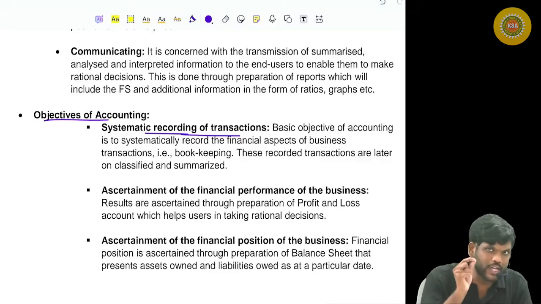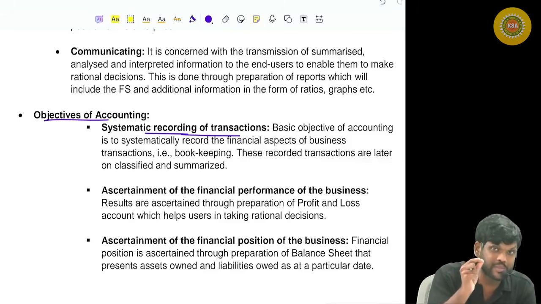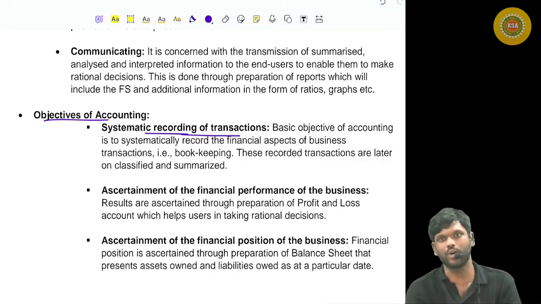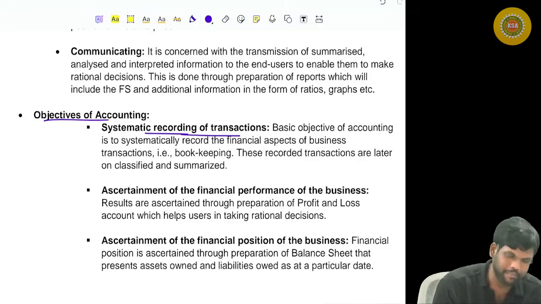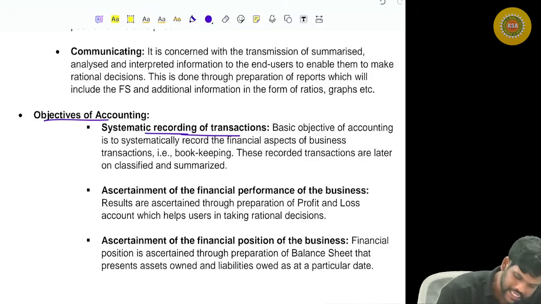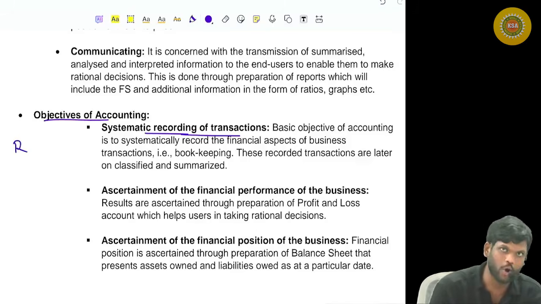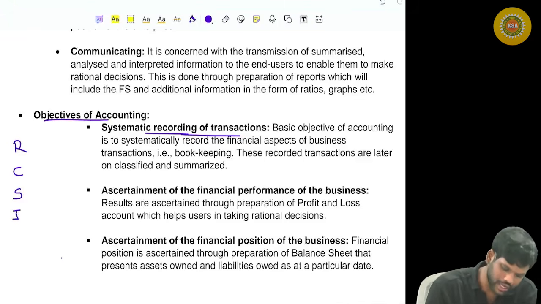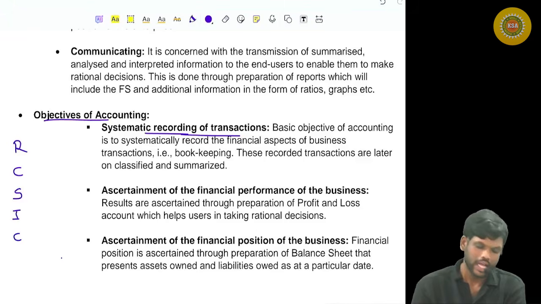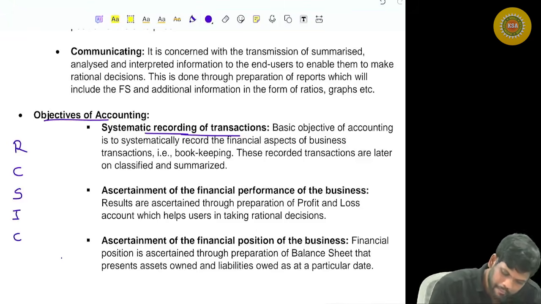Now guys, you need to know clearly what is the difference between bookkeeping and accounting, because that is also one of the important theory questions that ICA may test. Let me explain you that difference. See, now we have seen different steps in accounting, correct? One is recording, classifying, summarizing, interpretation, and communication.